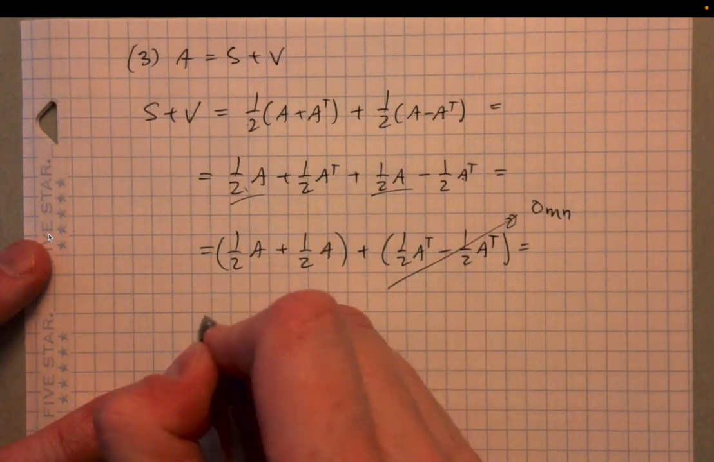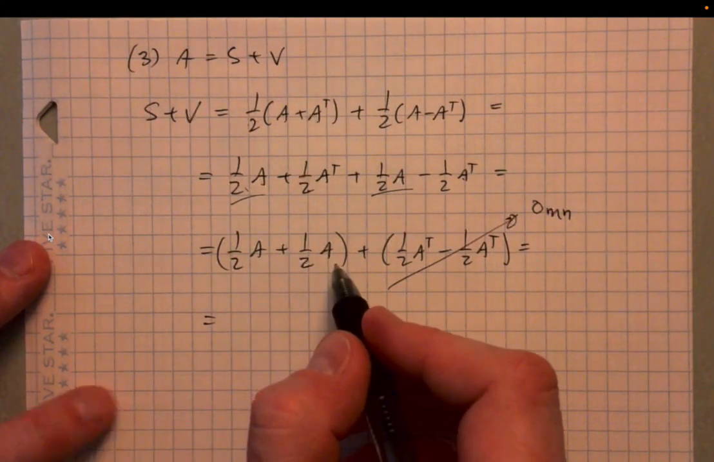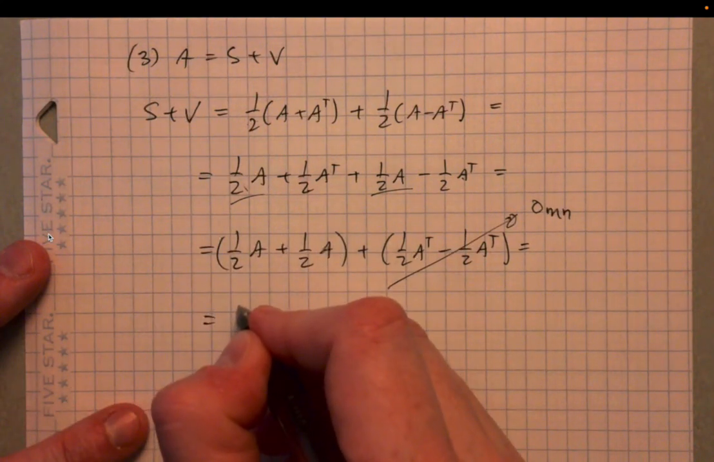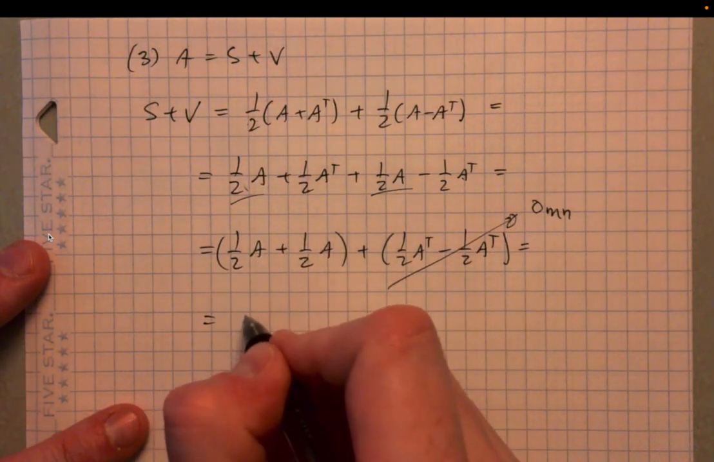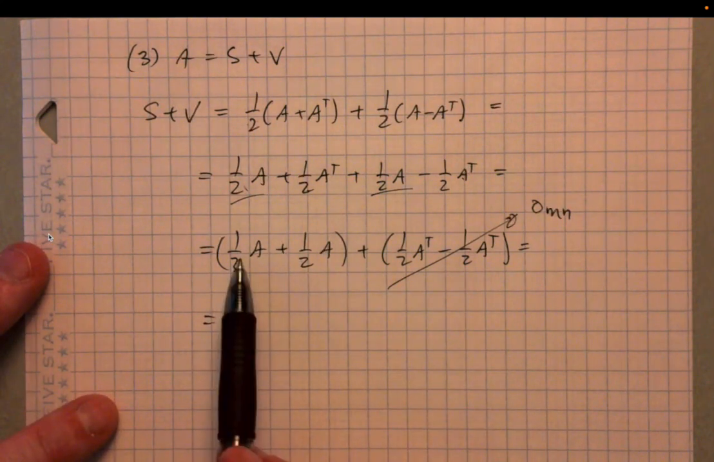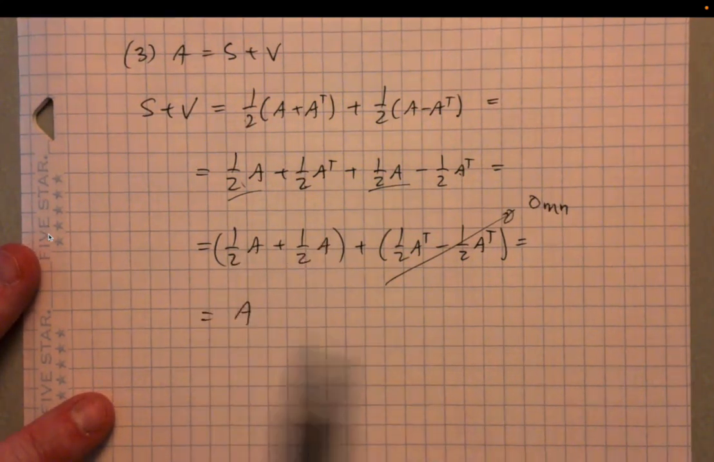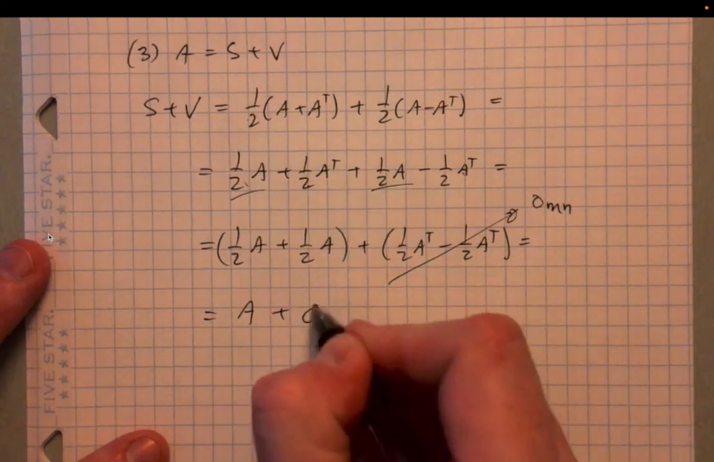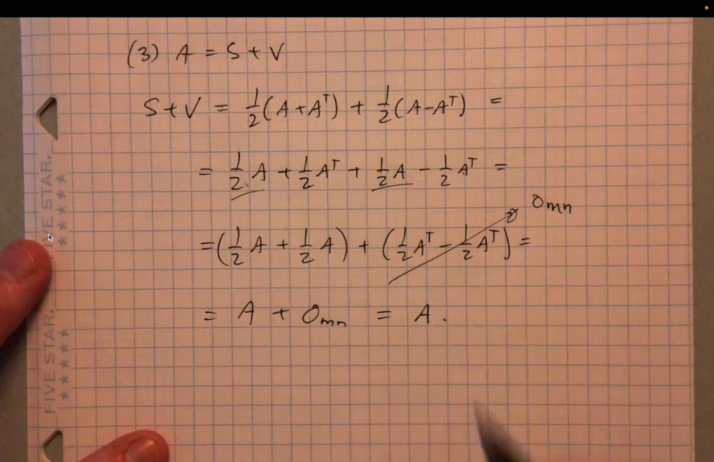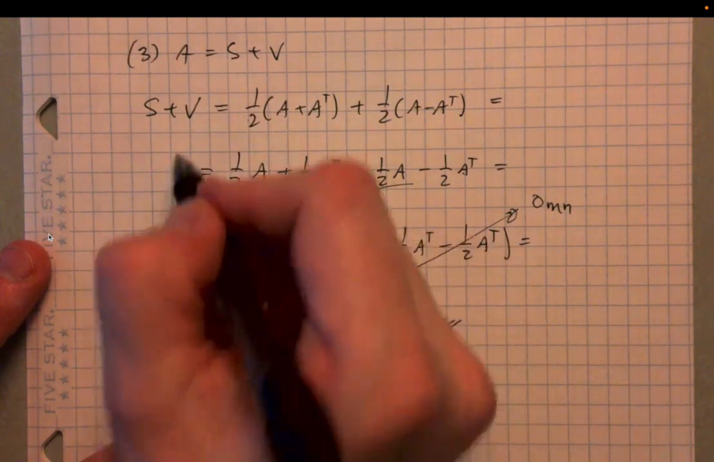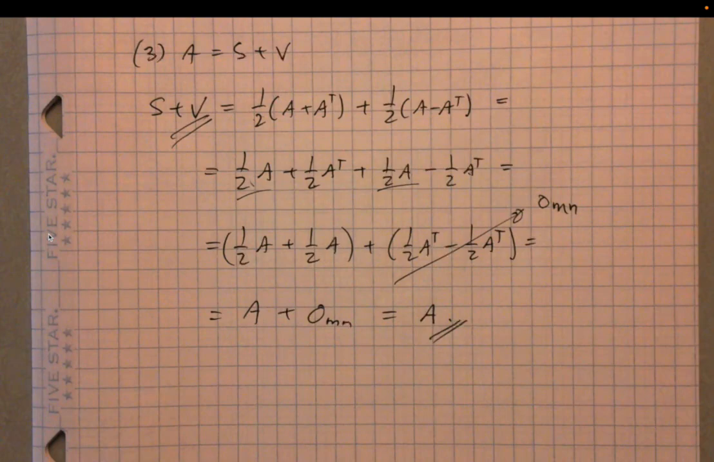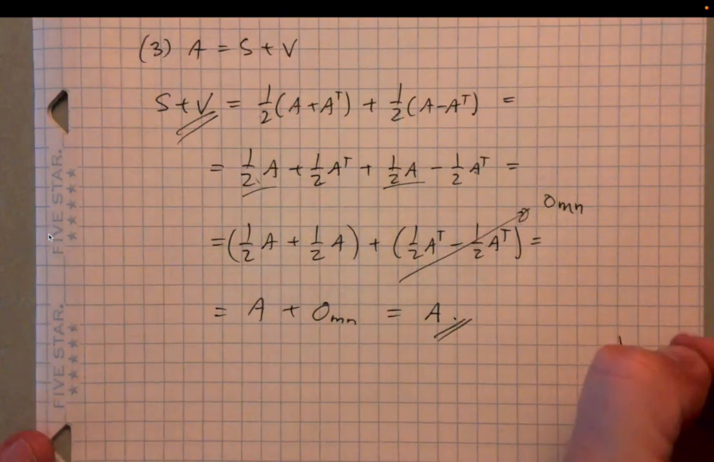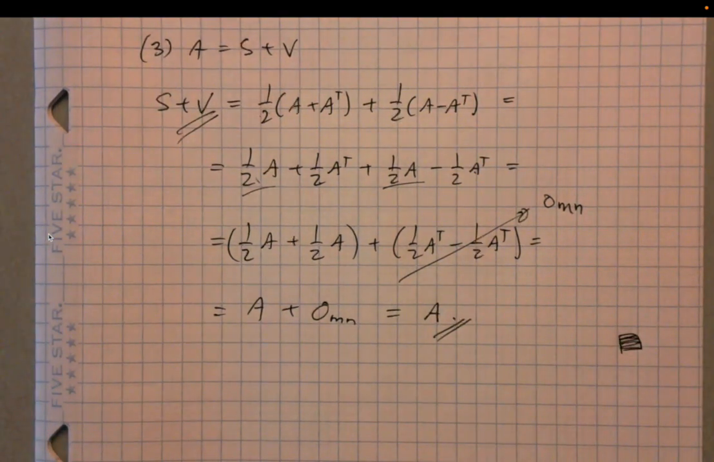And so I have 1/2 A plus 1/2 A, and I can rewrite that as A. Basically, each of the entries is a half, and now I add two of them together, I get the whole entry. And so this is just going to be A, and then plus the 0 matrix, so it's just A. So A is equal to S plus V. And that gets us all we need. We know that S is symmetric, V is skew symmetric, and we know that S plus V is equal to A. Okay, perfect.